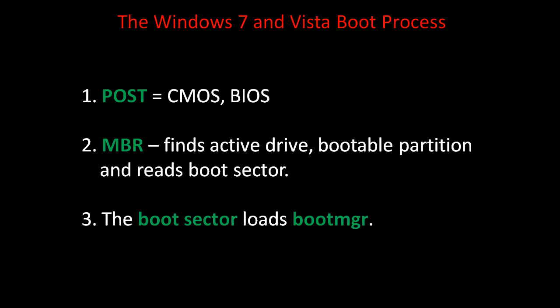Now let's examine the Windows 7 and Vista boot process. In the Windows 7 and Vista boot process, again, the first thing that happens is the power on self-test, or the CMOS and BIOS settings. And again, the second thing that happens is the master boot record, or MBR, is accessed. It finds the active drive, bootable partition, and reads the boot sector. Now, the third step is a little bit different. Instead of NT-loader, the boot sector loads boot manager, BOOTMGR.